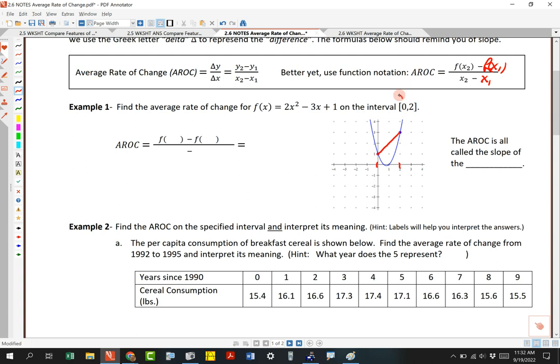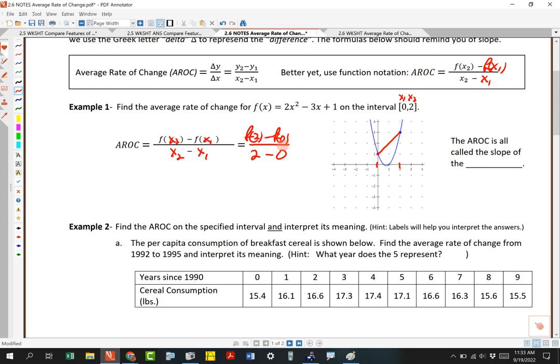So we're going to take x1 and x2 and let's plug it into the formula. So this is going to be x2 minus x1, x2, x1. So here's what we've got. This is going to be a 2 minus 1. Or sorry, 2 minus 0. 2 minus 0. And this is going to be f of 2 minus f of 0.